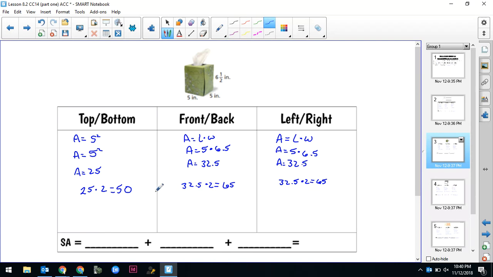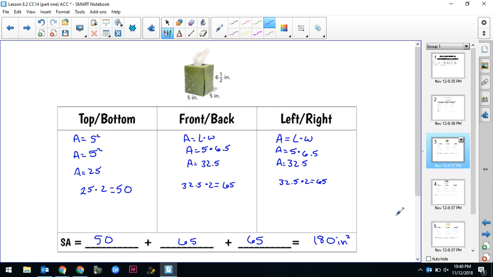So last step then, of course, is to find the sum. So we're going to fill in the 50 plus 65 plus 65 for a total surface area of 180 inches squared.